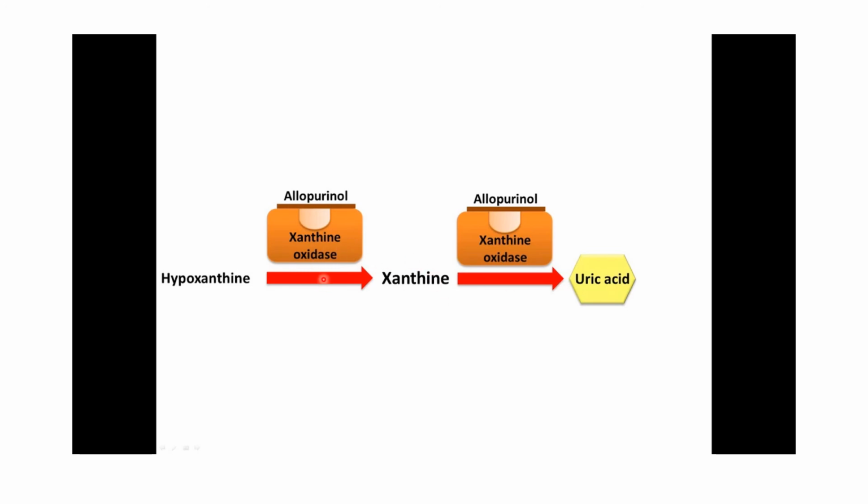Xanthine oxidase shows its function at both places. Here hypoxanthine is converted to xanthine, and again this enzyme acts on the xanthine as a substrate and forms the uric acid, so it will stop this at this position.